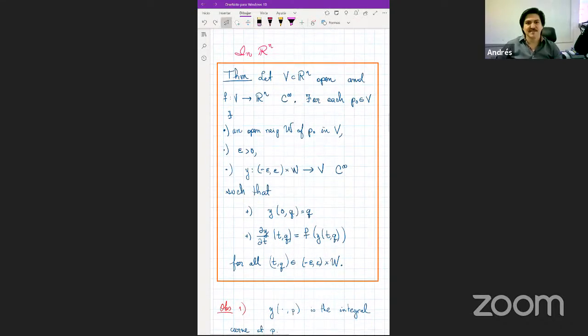So this result, more or less, is saying that this parameter will give me a path of diffeomorphisms. And also, at least that idea that I explained, that's why you have this, because you only care about the derivative at one point. So that's why you only define the curve in a small neighborhood of that point.